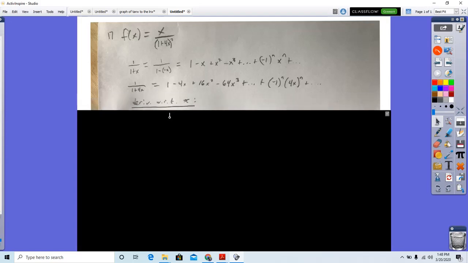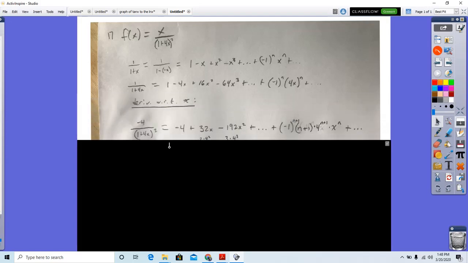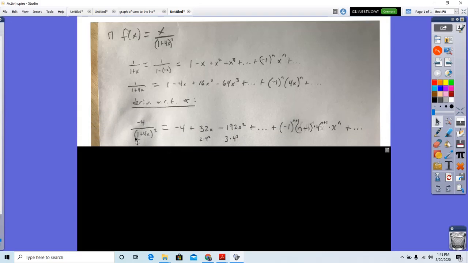So take the derivative with respect to x, and notice on the left side, 1 plus 4x to the negative 2, right, times negative 1 and times 4 from the chain rule. So this is what the left side of this will look like. And again, we're a little closer now. We got this extra negative 4 that we're going to have to get rid of, but we got the 1 plus 4x squared on the bottom, and that's important. And on the right side, all I did is take the derivative again of every term.